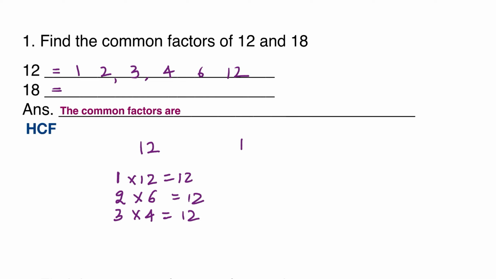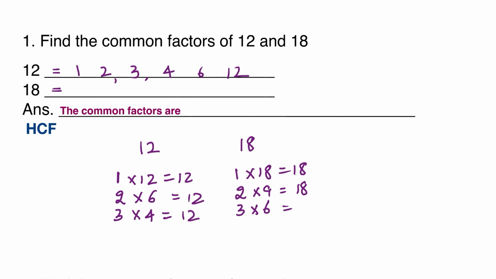Quickly now I'm going to list those of the number 18. Begin with 1. Okay, 1 into 18 is 18. So next is 2. Yes, 2 into 9 is 18. 3 into 6 is 18. You need not write 18 everywhere, okay? This is just to show you.